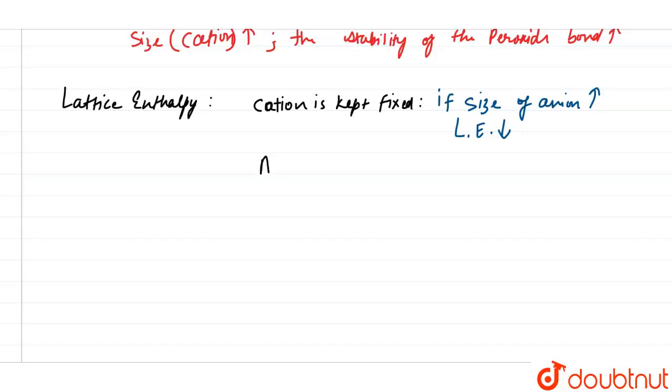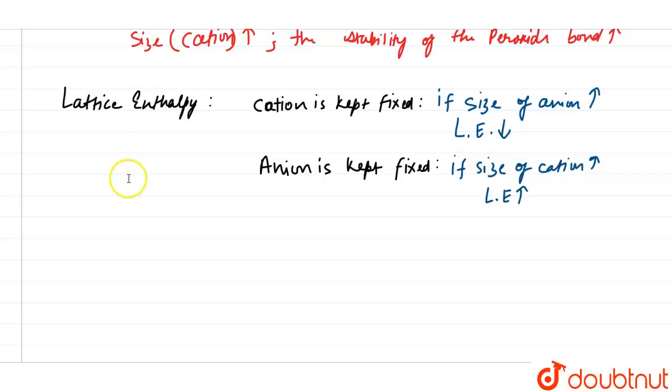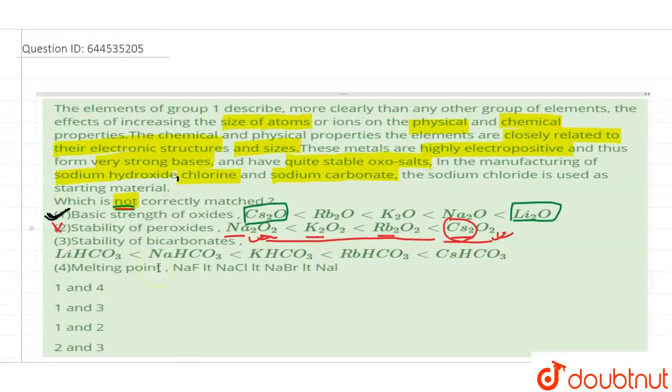And if the anion is kept fixed, then in that case, if the size of cation increases, lattice enthalpy also increases. Okay, this is the main concept that we have to use. Now let's see the options. In options we have LiHCO3, NaHCO3, KHCO3, RbHCO3 and CsHCO3.